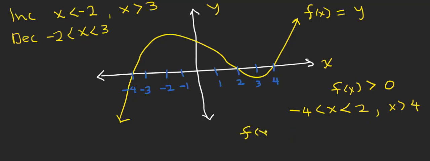Now, finally, when is f of x less than 0? This means for what values of x the y values are negative. Well, that happens when the graph of y, or f of x, is below the x-axis. So it happens when x is less than -4, and also it happens when x is greater than 2 and less than 4. And you have to understand this concept in order to do the next example.